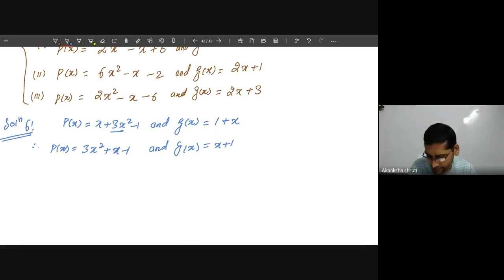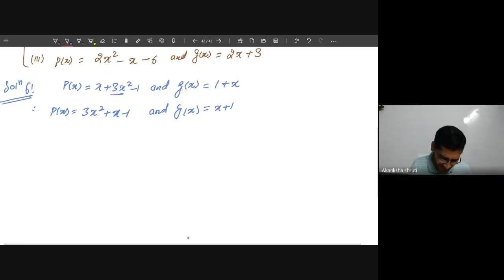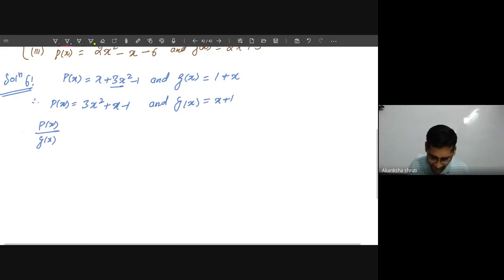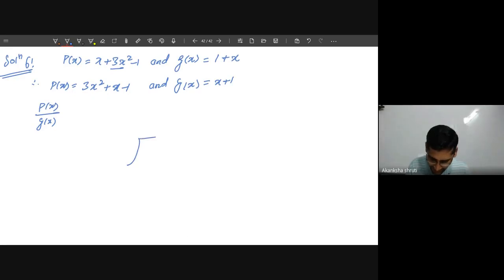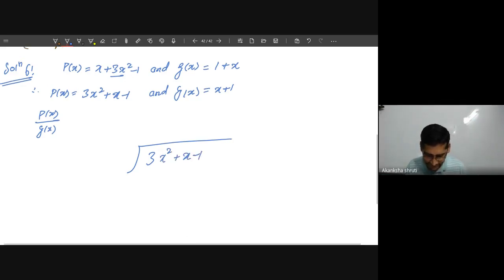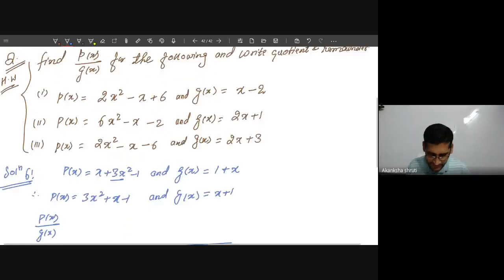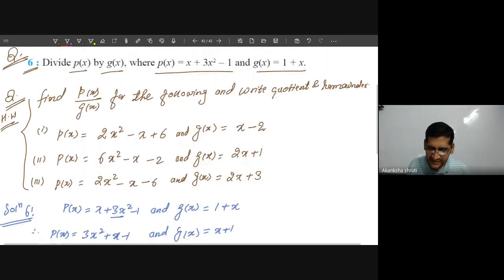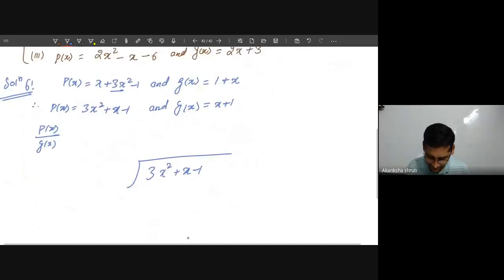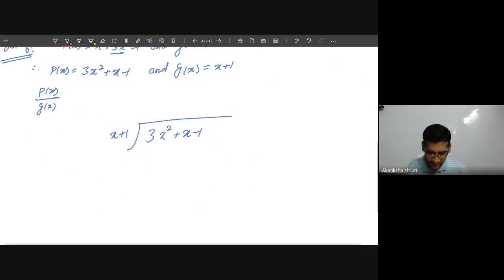Very good. Now the next step is for calculating px by gx. For that, we have to use this symbol. What is that symbol? It is the division symbol, where inside this symbol we have to write 3x square plus x minus 1, and the divisor x plus 1 we have to write on the left. Students, now how to write it quickly? For that, you have to do the rough work on the right hand side. Here we will do. What is the first step?